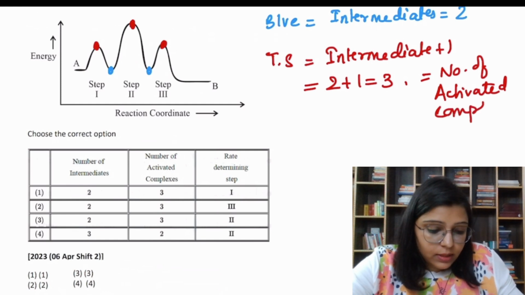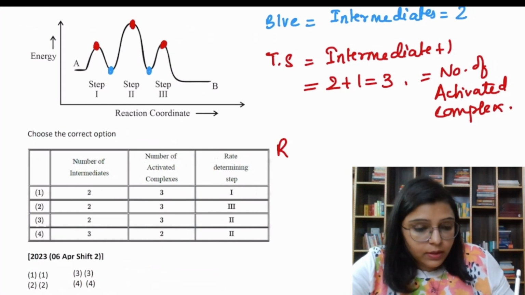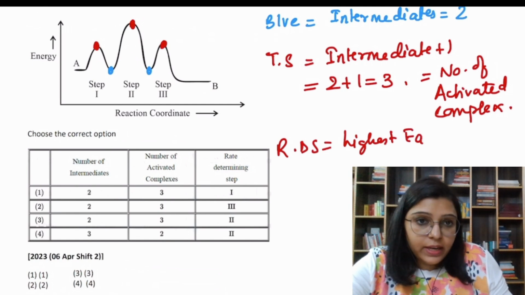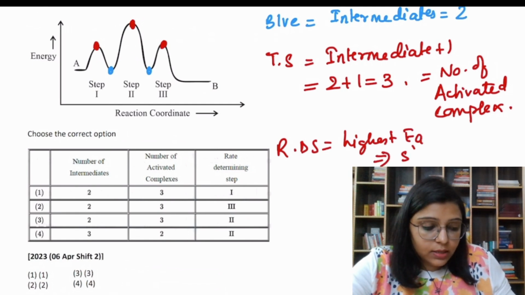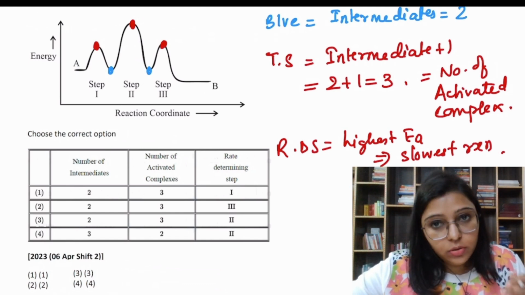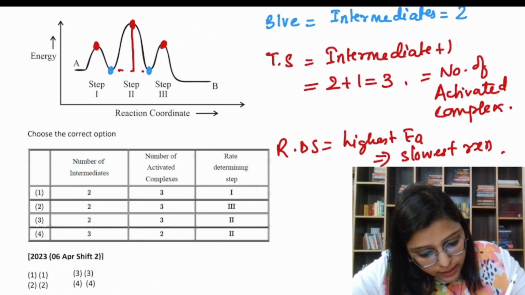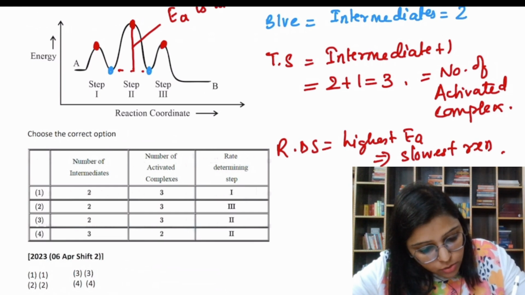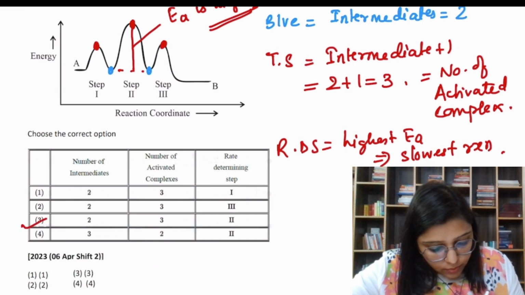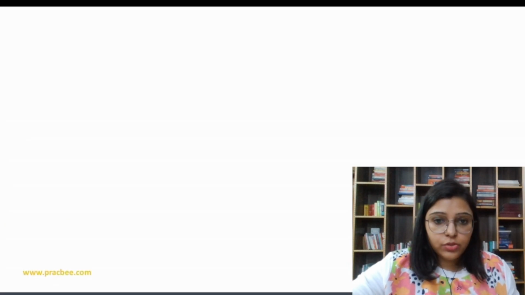Now the rate determining step is the step with the highest activation energy, because the highest activation energy gives the slowest reaction, and the slowest reaction is the rate determining step. Here the activation energy EA is highest in the second step, so the second step is the rate determining step. On the basis of that, we get option number 3 as the correct answer. Okay. Now let's do the next question.